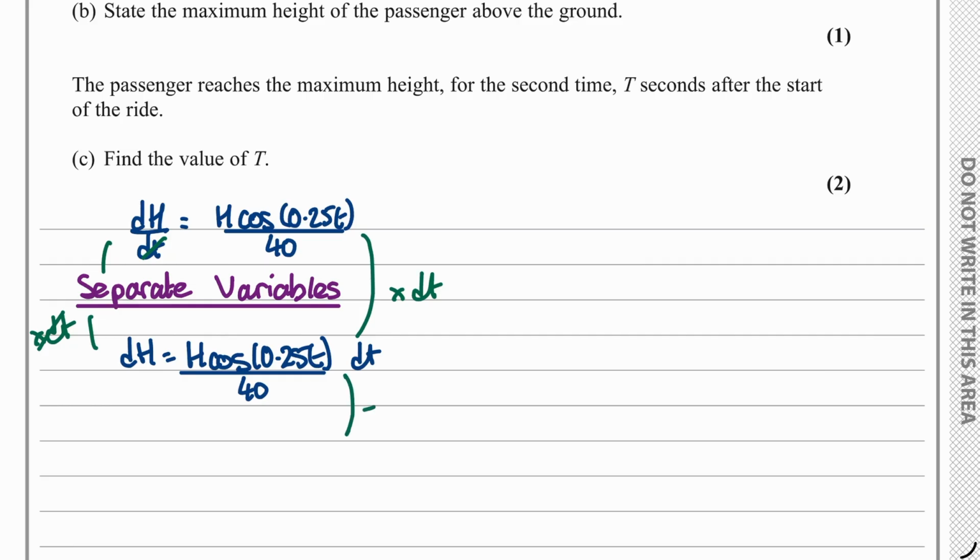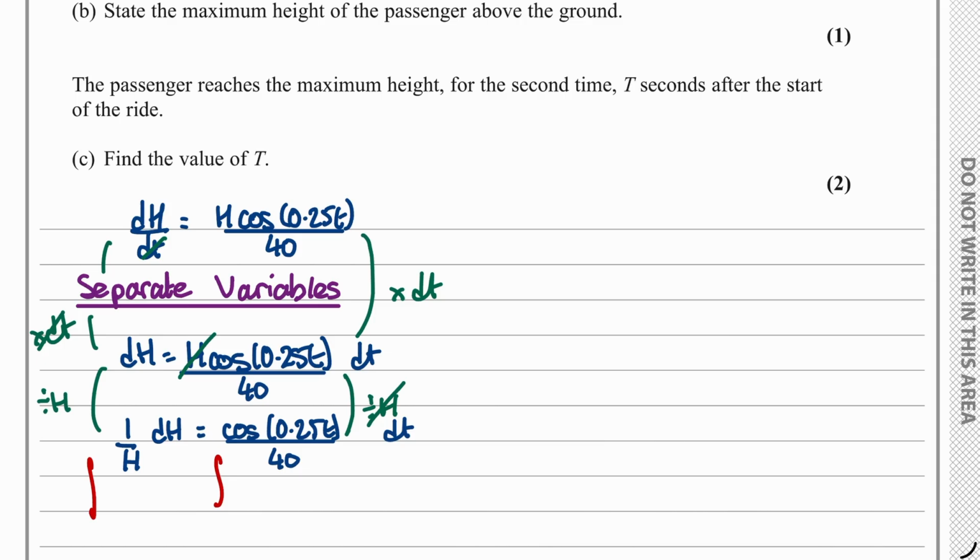And now we'll divide both sides by the h, and these two will cancel. So now we'll have 1 over h dh will equal cos of a quarter t over 40 dt. And now you can see we've got all the h's on the left hand side and the t's on the right hand side. And now we can integrate both sides. We'll integrate the left hand side with respect to h, and we'll integrate the right hand side with respect to t.